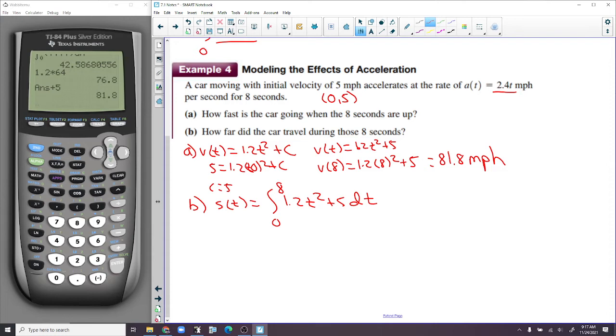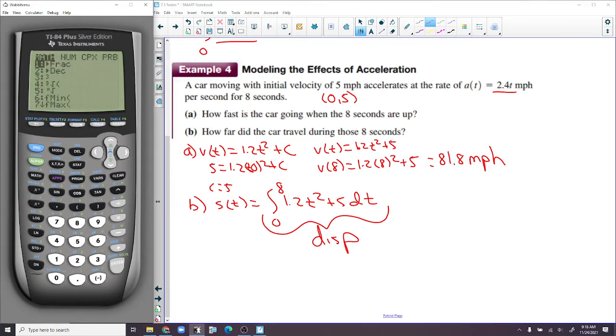It was at mile marker 200. Where did it end up? It's just saying, well, how far did it go? That's displacement. How far did it move? It's not asking about position, so I don't need an extra value for this problem. If I find the area under the curve of velocity, this is the displacement. In other words, how far did it travel?